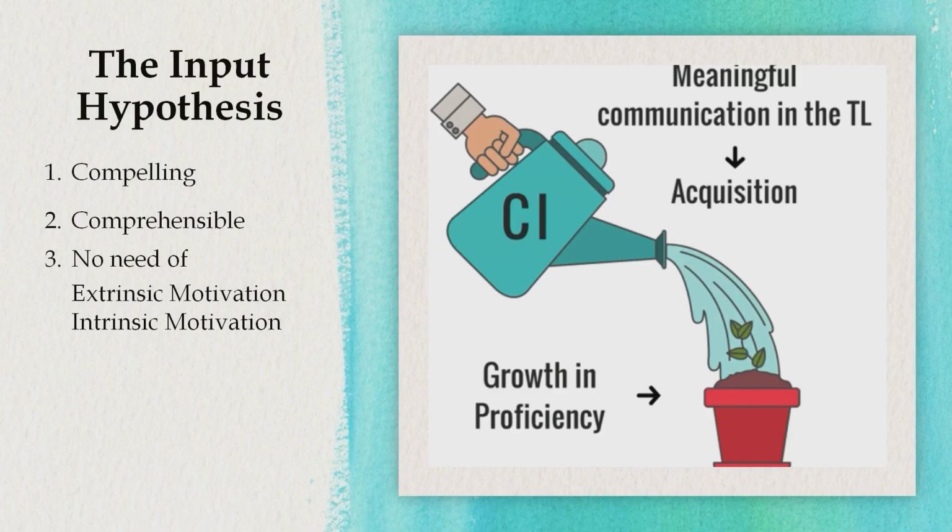Okay, so input hypothesis, he talks about being compelling. The input should be very interesting so that the students do not know that they are actually engaged in the process of learning. And he famously announced the end of motivation. Like generally when we talk about language acquisition, we all talk about how the learners need to be motivated. Okay, only if they are motivated they'll be able to learn the language. But he felt motivation is nothing, because you don't need motivation to learn, as long as the input that you're giving is very compelling and comprehensible.